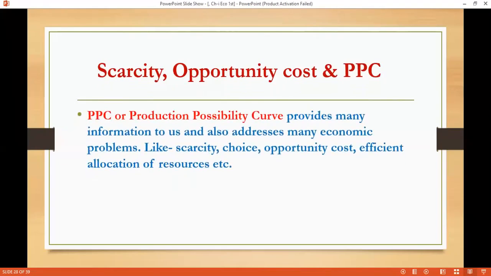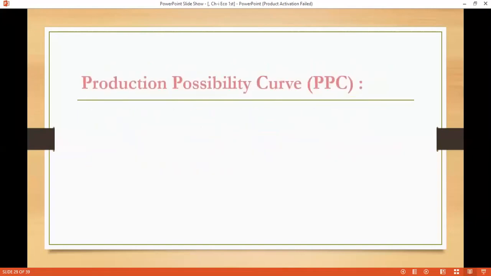Why do we need PPC? PPC, or the production possibility curve, provides much information to us and also addresses many economic problems like scarcity, choice, opportunity cost, efficient allocation of resources, etc. For that reason, we need to discuss the production possibility curve, as it addresses many economic problems. So now we need to know what we mean by production possibility curve.